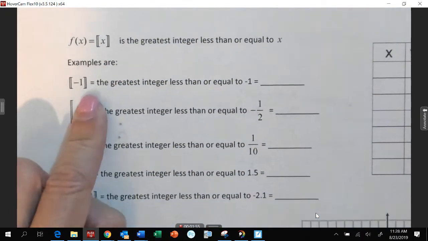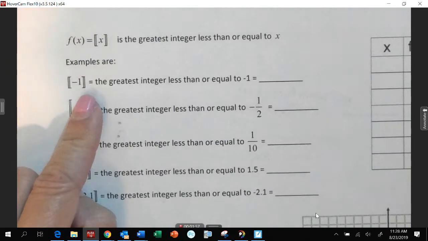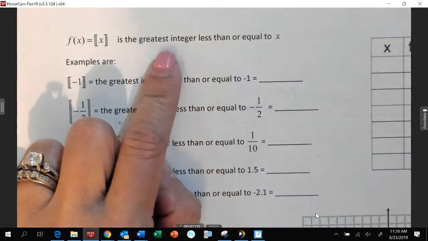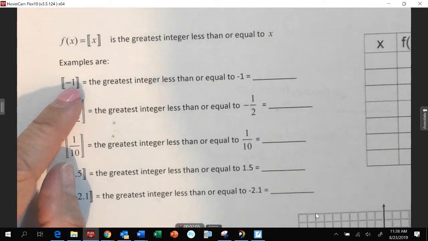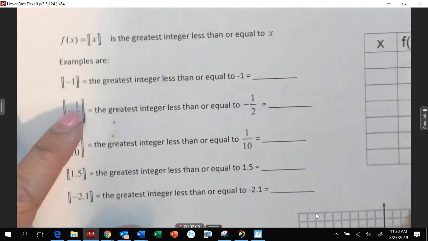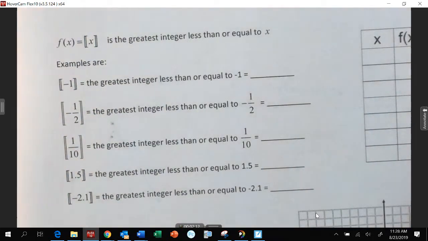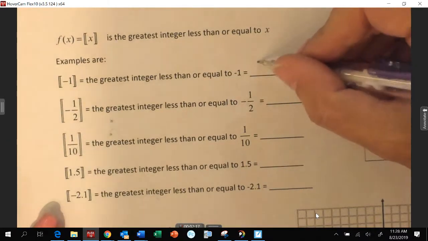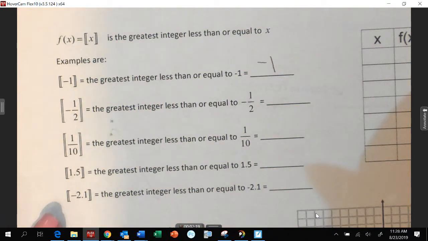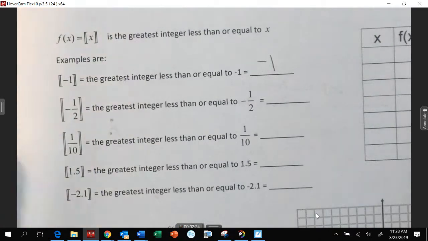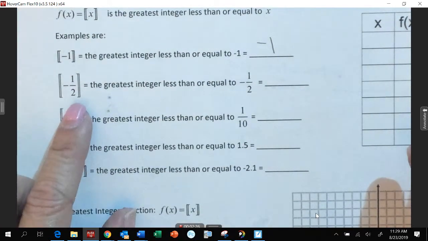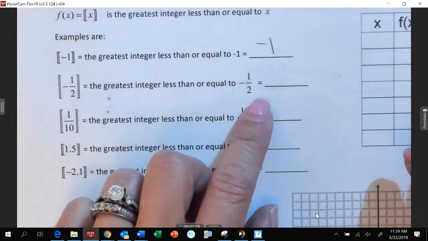So we look at our first example, -1. Remember, an integer is no decimal, no fraction. So is -1 an integer? Yes. So what is the integer that is less than or equal to -1? It's -1 because it's equal to an integer already. Okay? The next question is, what is the integer that is less than or equal to -1/2?